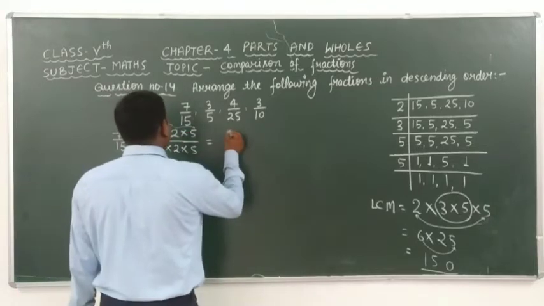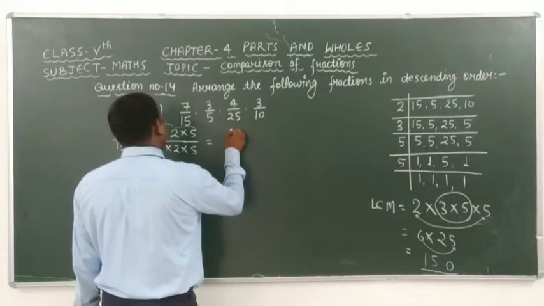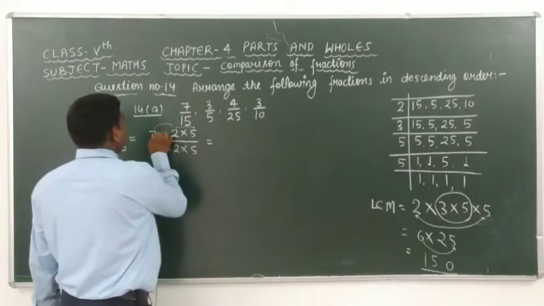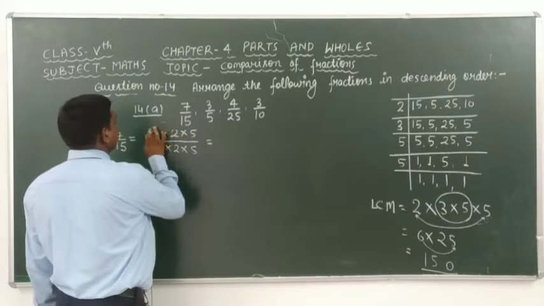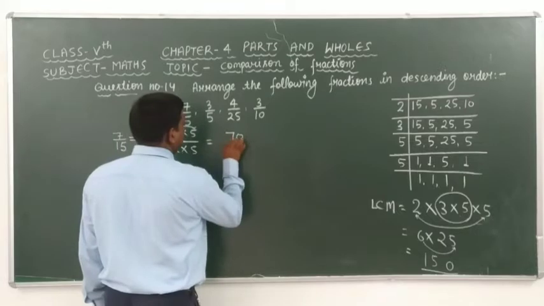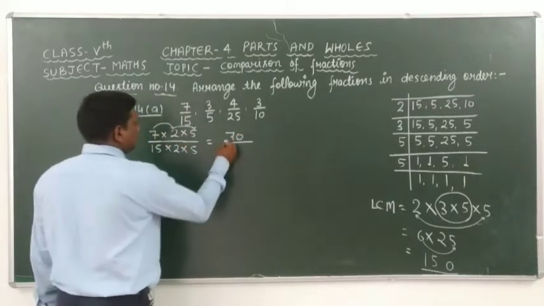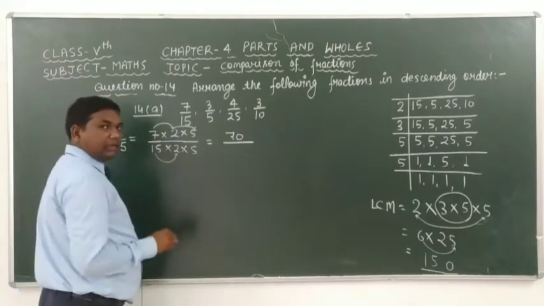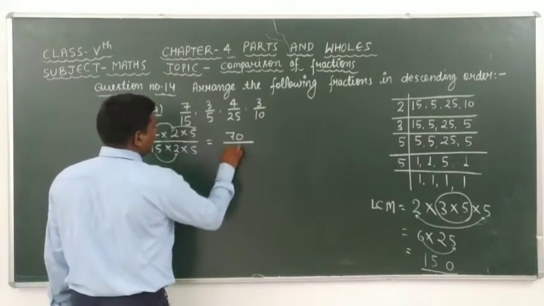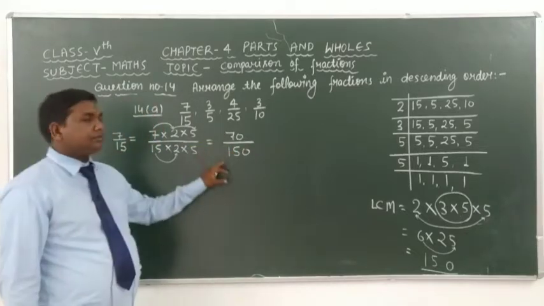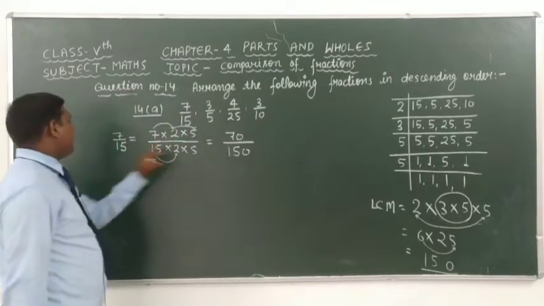After multiplying these, we get 7 times 2 is 14, and 14 times 5 is 70. On the denominator, 15 times 2 is 30, and 30 times 5 is 150. Okay students, this is the equivalent fraction of 7 over 15: 70 over 150.